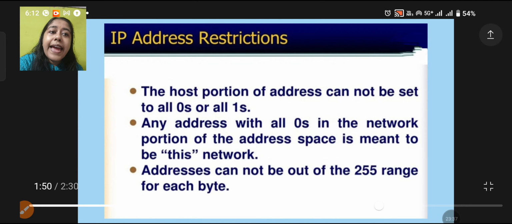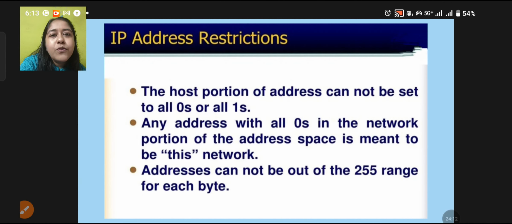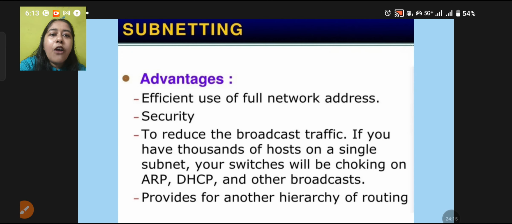Now IP addresses have some restrictions also, right? The host portion of the address cannot be set to all 0s or all 1s. You cannot use all zeros or all ones in the host portion; it should be a mixture. Any address with all zeros in the network portion means this network. Addresses cannot be out of the 255 range for each octet. You have to maintain that range.